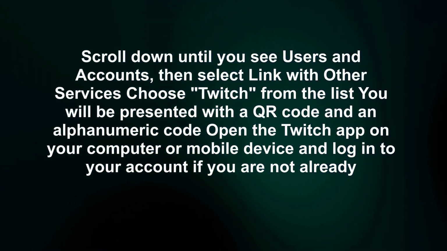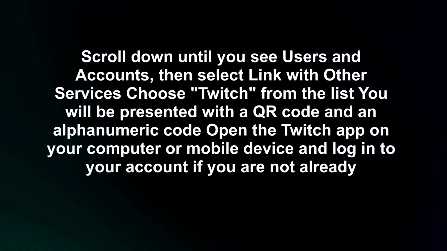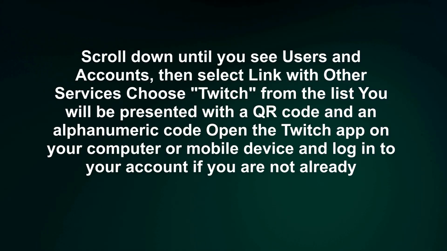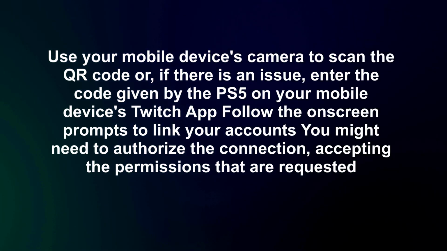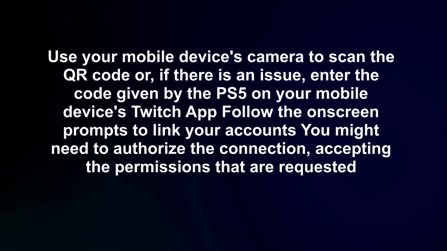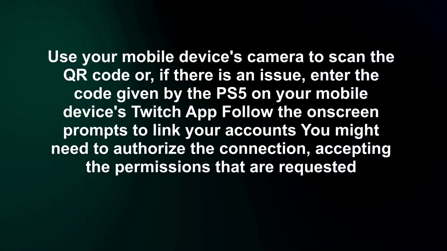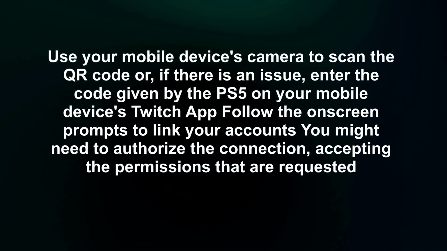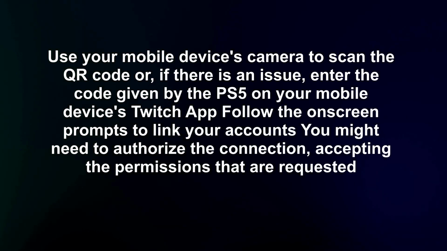You will be presented with a QR code and an alphanumeric code. Open the Twitch app on your computer or mobile device and log into your account if you are not already. Use your mobile device's camera to scan the QR code, or, if there is an issue, enter the code given by the PS5 on your mobile device's Twitch app. Follow the on-screen prompts to link your accounts. You might need to authorize the connection, accepting the permissions that are requested.